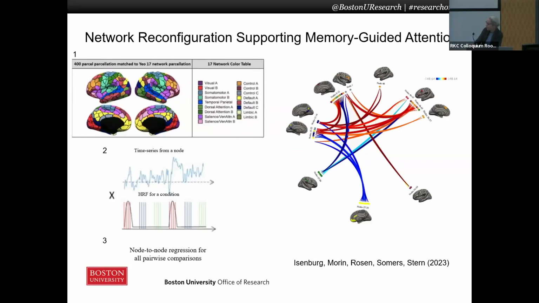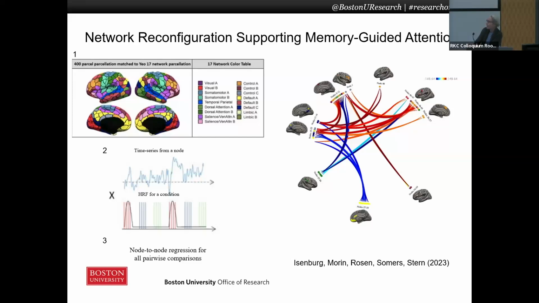For our lab, we generally have been using this parcellation, the Schaefer parcellation. It divides the brain into 400 different locations, 200 in each hemisphere. That's actually what we use as our nodes. And then we can look for the connectivity. So on the right-hand side here, this is a paper spearheaded by Kylie Eisenberg in my lab, along with a collaboration with David Somers' lab. And on the right-hand side, you see this node-to-node connectivity when participants are doing a memory-guided attention task.